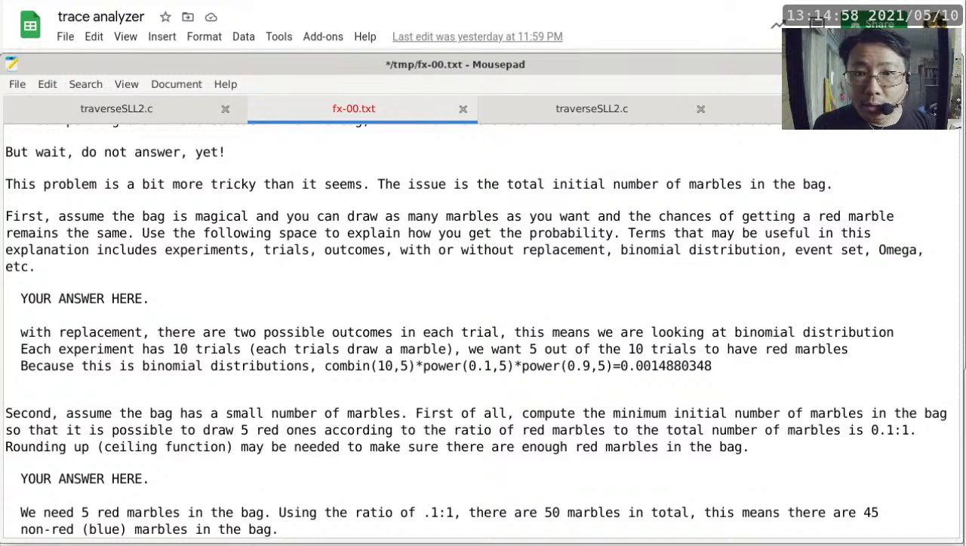Okay. All right, so that pretty much answers the question, and in this case, there's no need to round up, because it's very nice: 0.1 to 1 is a 1 to 10 ratio, so we just have to multiply 5 by 10, which will give us 50 as the total number of marbles in this case.